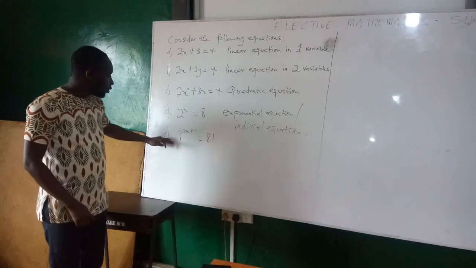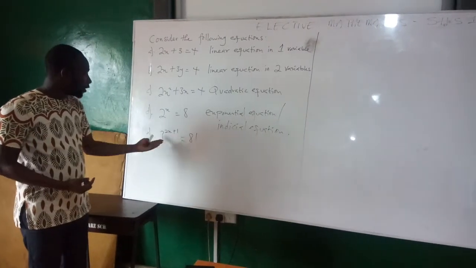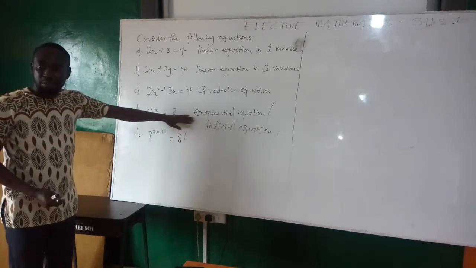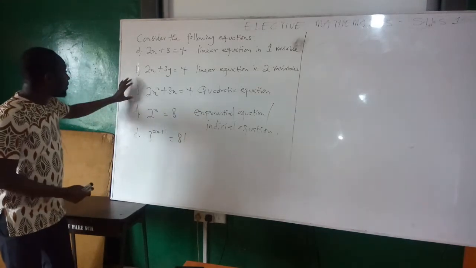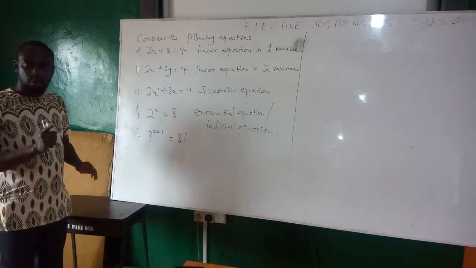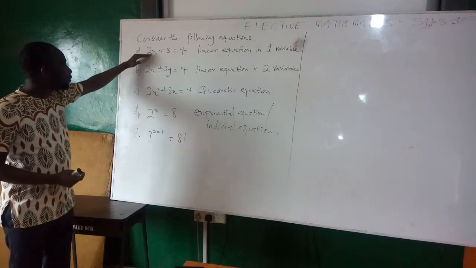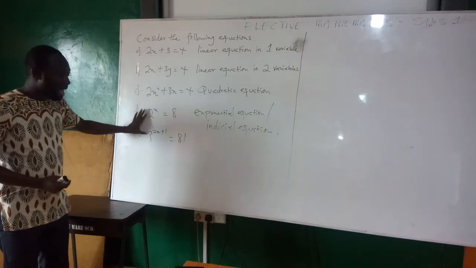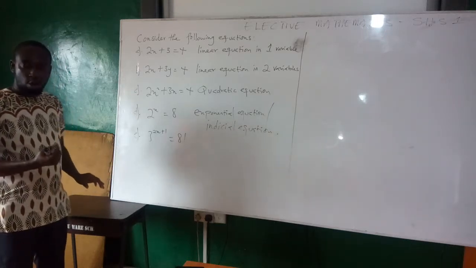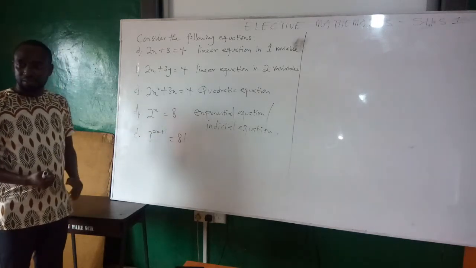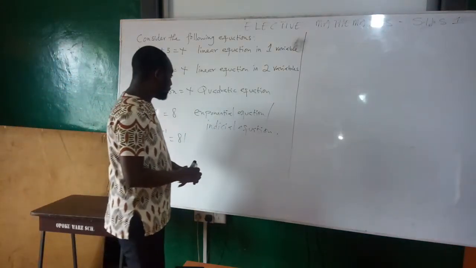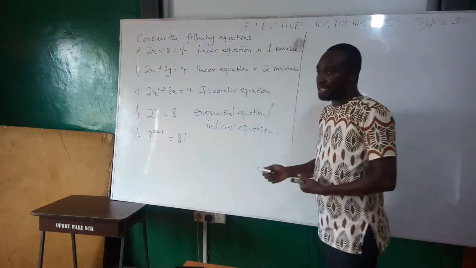So when we look at the last one too, the variable or the unknown is also found in the exponent. So you're also going to call this an exponential equation or an indicial equation. The first three are not exponential equations because the variables or the unknowns are found in the base as we have them over here. But then these are exponential or indicial equations because the variables or the unknowns are in the exponents. So our topic for the day is exponential equations or indicial equations.